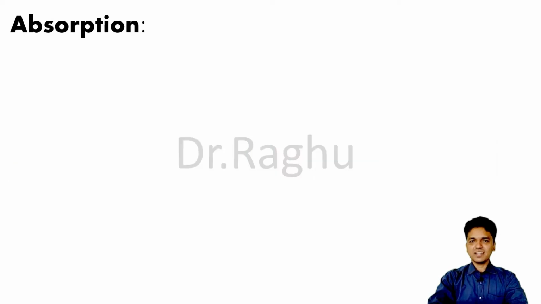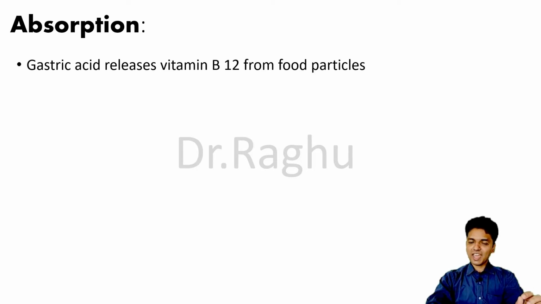Okay, let's understand the absorption. This is the most important part, so concentrate a bit more on this part. Whenever I take a food which is rich in vitamin B12, this food is going to enter into the stomach. Now what happens in the stomach? The gastric acid, that is the gastric HCl which is produced in the stomach, is going to release the vitamin B12 from the food particles. That means the presence of gastric acid in the stomach is extremely important for extracting vitamin B12 from the food particles.